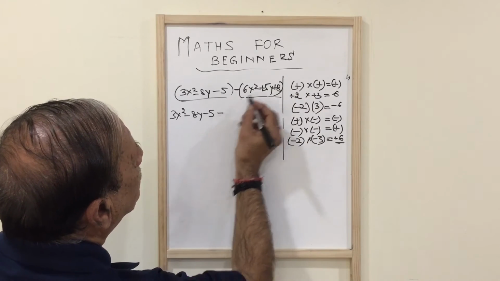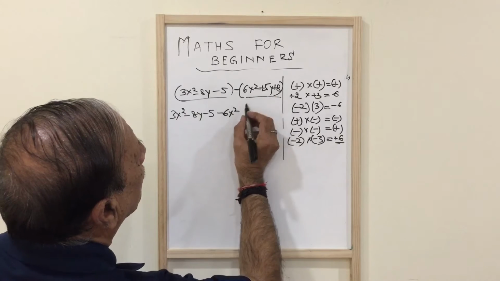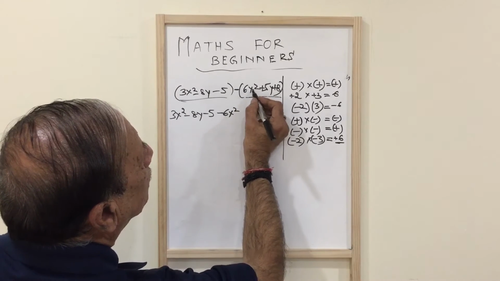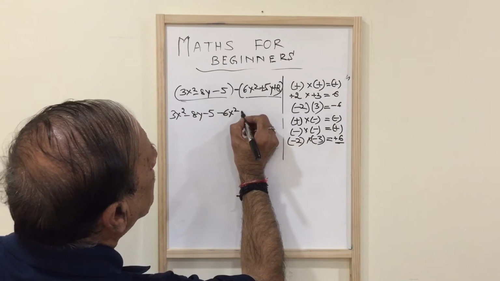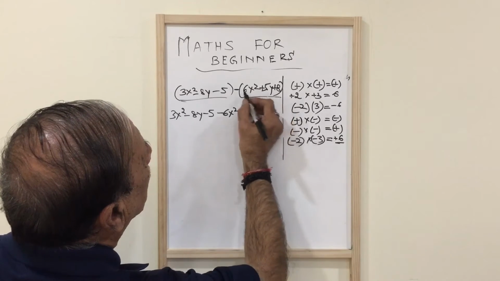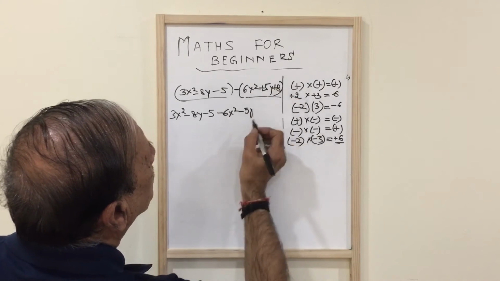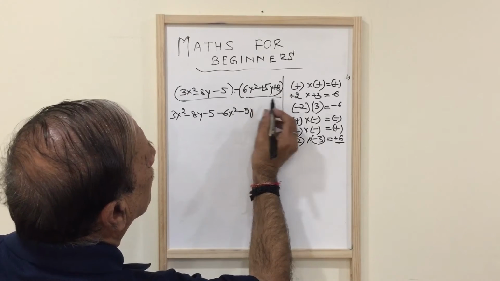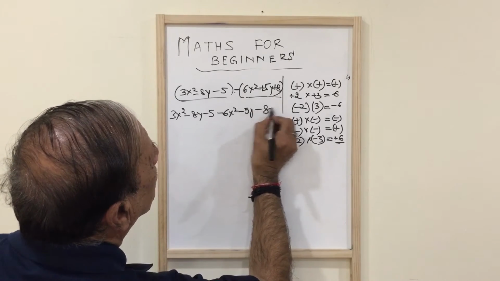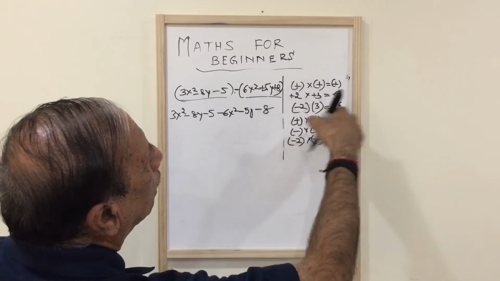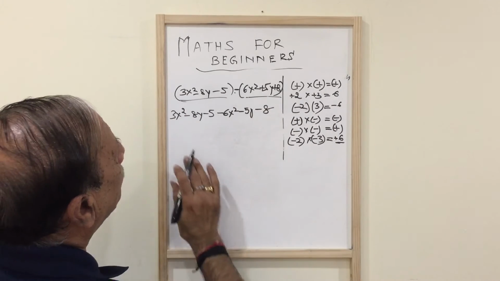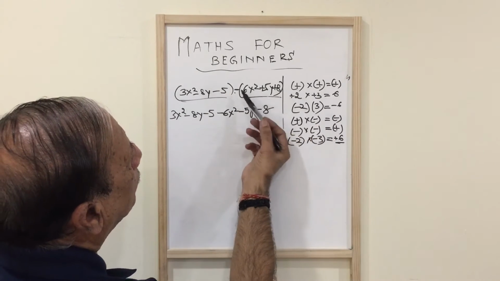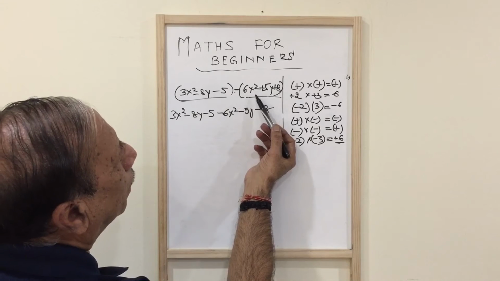So it will become 6x square, and then this is a plus, so it will become minus, and this is also plus, it has become minus 5y, and this plus 8 with minus sign multiplied becomes minus 8. So with this formula, it has been done like that. When you multiply minus sign with the plus, it will become minus.